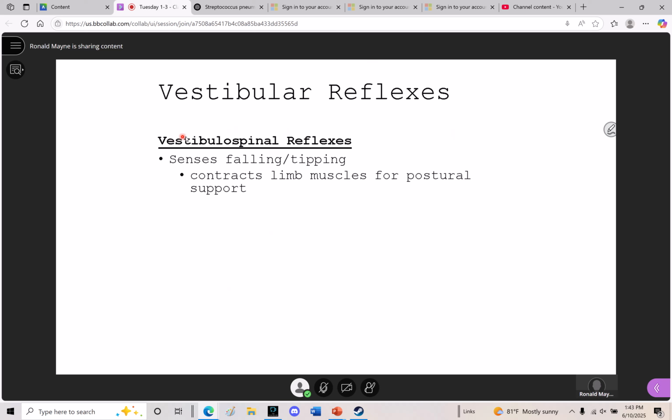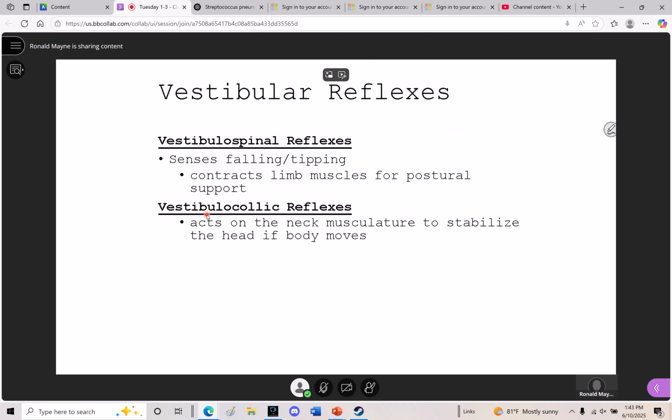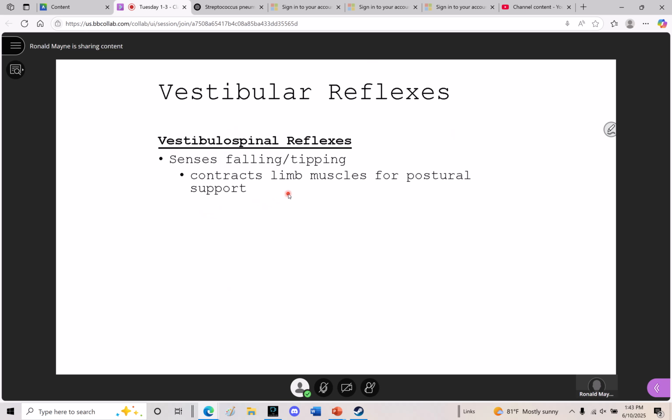Vestibulospinal reflex. So these ones are the descending going to spinal cord. Part of what this does is helps center your center of gravity. So it's going to respond to the idea of tipping over, falling. If it feels like you're about to fall, it sends messages to those muscles to prevent that. So is that proprioception? Yeah, that's proprioception.